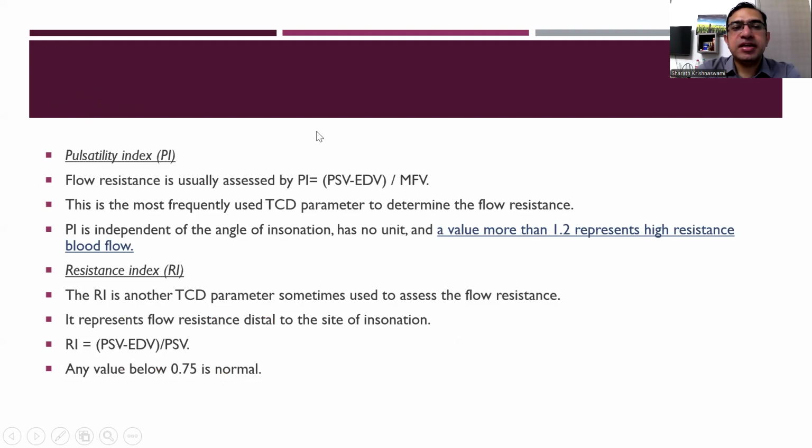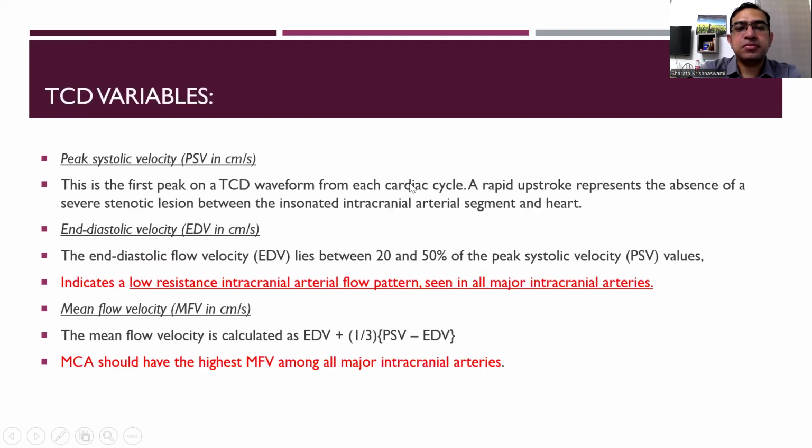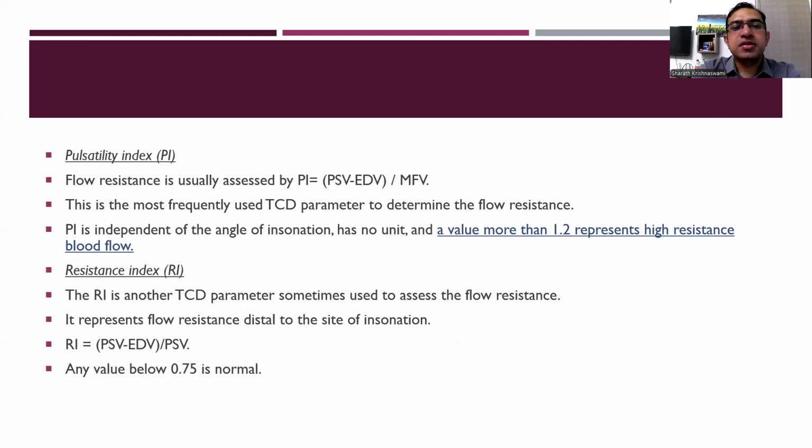Next is the pulsatility index. This is to assess whether the patient has flow resistance in those arteries, and it is given by the formula: pulsatility index is equal to peak systolic velocity minus end diastolic velocity, divided by mean flow velocity. This is the most commonly used TCD parameter to determine the flow resistance. And if a patient has a pulsatility index value of more than 1.2, it represents high resistance in blood flow and a possible stenosis of the artery.